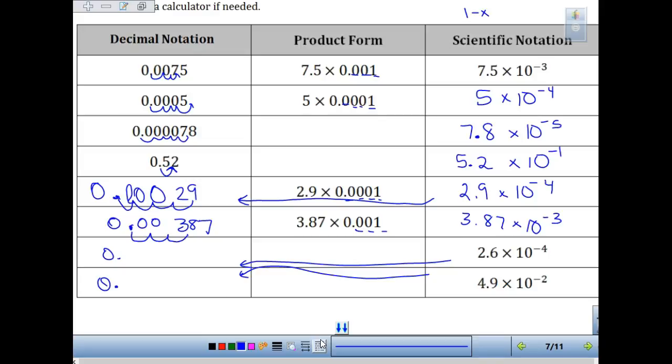All right, what'd you have for the 2.6 one? Want to tell me how many zeros I should put behind the decimal point? 3. Should have 3 zeros behind because I have a total of 4 zeros. And then I'm going to have 2 6. Okay? Peter, how about this one? How many zeros before 4 9? 1 and then 4 9. Right? Okay? So make sure that that is making sense to you.